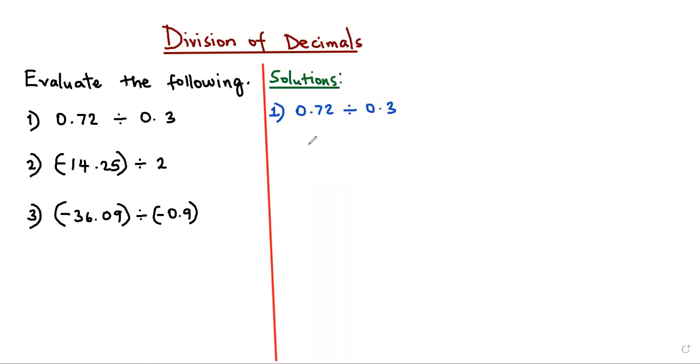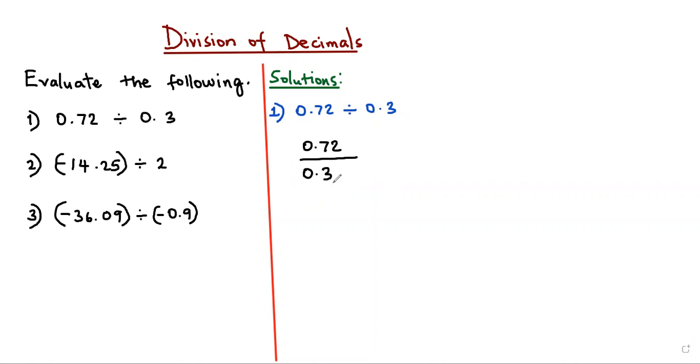let us first write this as 0.72 out of 0.3. You see, it is easier for us to divide these 2 decimals when this numerator is a whole number. So what we are going to do, we are going to change 0.3 to become a whole number.